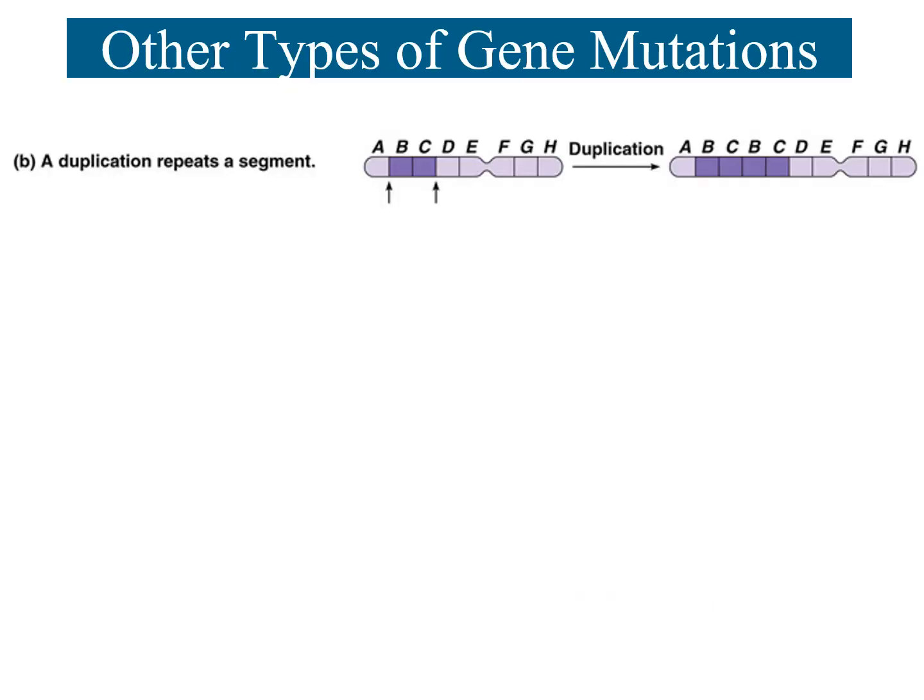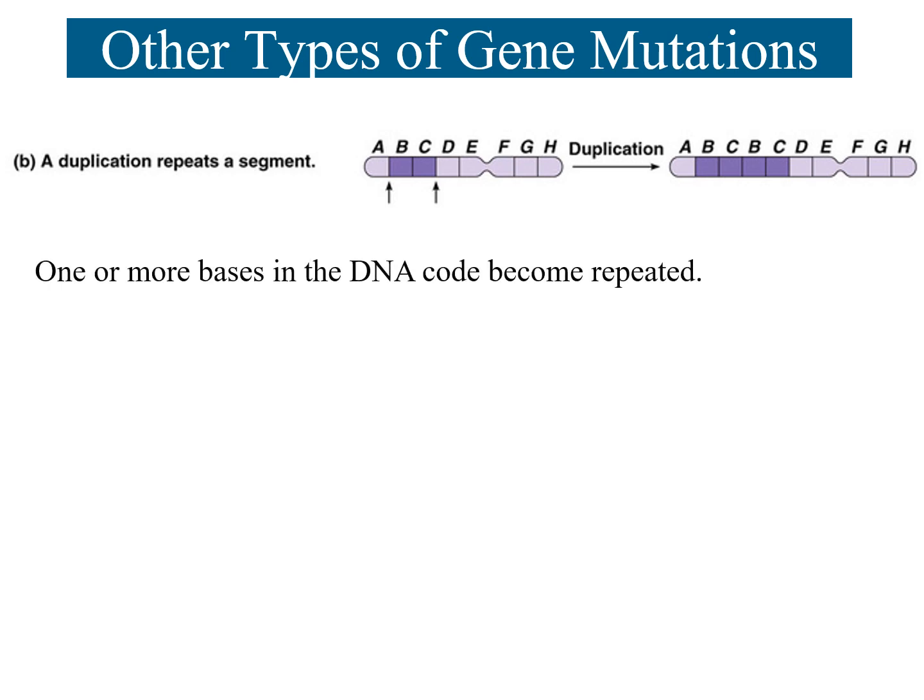So just some other types of mutations then. There's a duplication mutation, and this is when one or more bases in the DNA code become repeated. So the BC there becomes repeated, and this will obviously produce a different sequence.